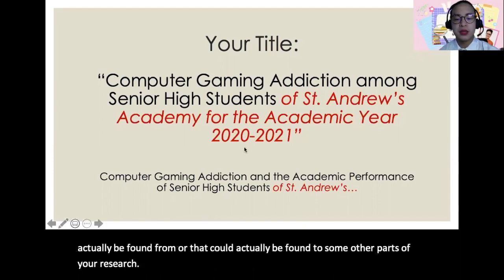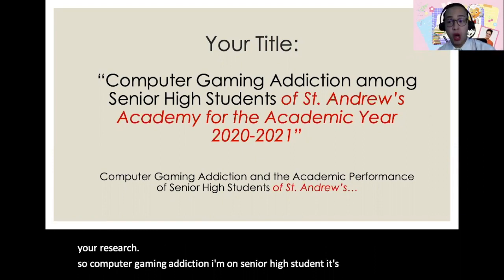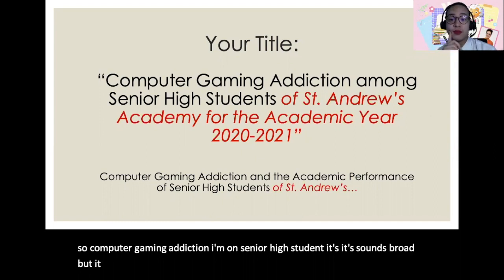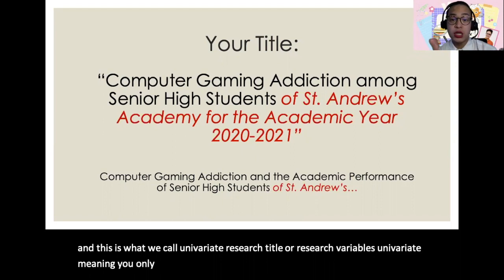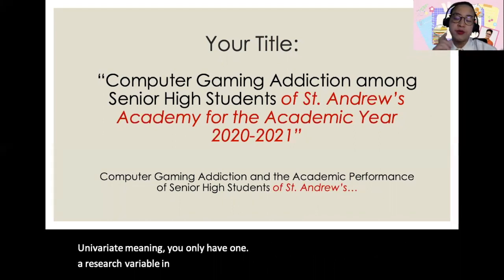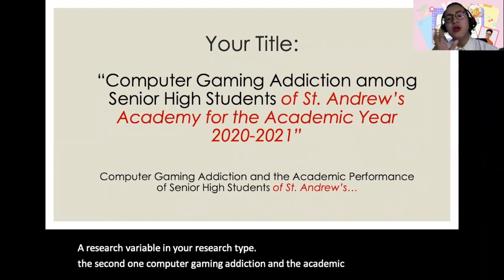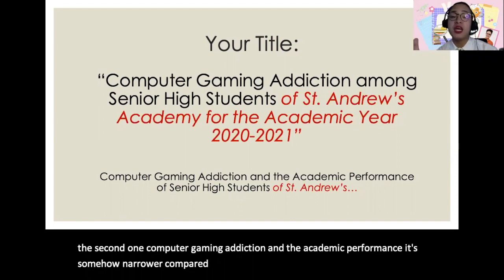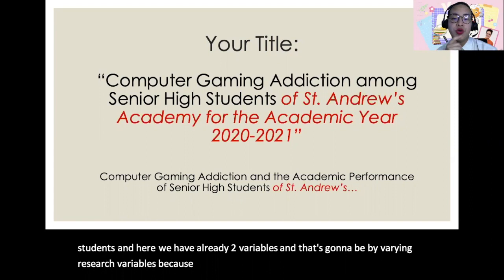All right. So computer gaming addiction among senior high students, it sounds broad, but it isn't actually. Okay. And this is what we call a univariate research title or research variable. So univariate meaning you only have one research variable in your research title. The second one, computer gaming addiction and the academic performance, it's somehow narrower compared to computer gaming addiction among senior high students. And here we have already two variables, and that's going to be bivariate research variables, but both are correct.